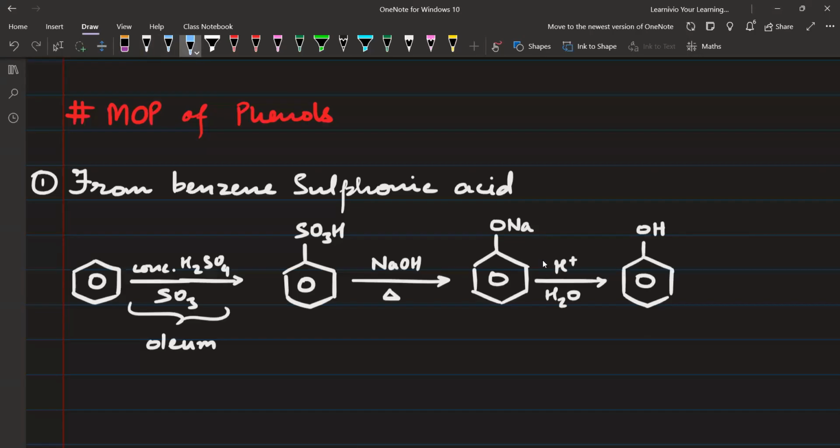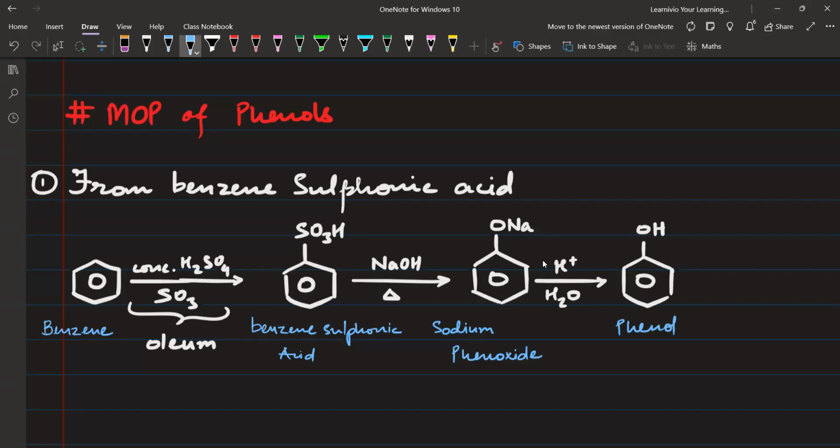Let me write all the names. So this is benzene. This is benzene sulfonic acid. This is sodium phenoxide. This is phenol. Does this make sense? Yes or no? Please tell me. आपको याद ही रखना है basically. The first reaction is from 11th standard, benzene sulfonic acid, electrophilic aromatic substitution का है. Then you have sodium phenoxide and then you have phenol.